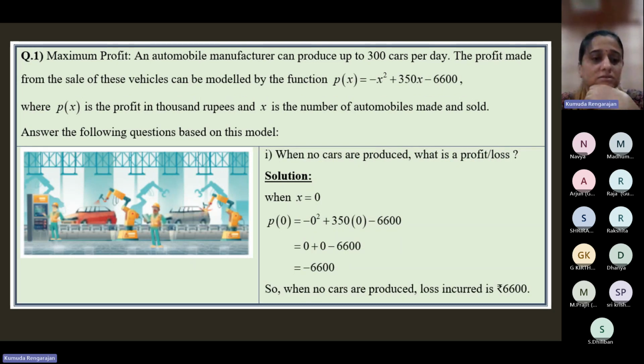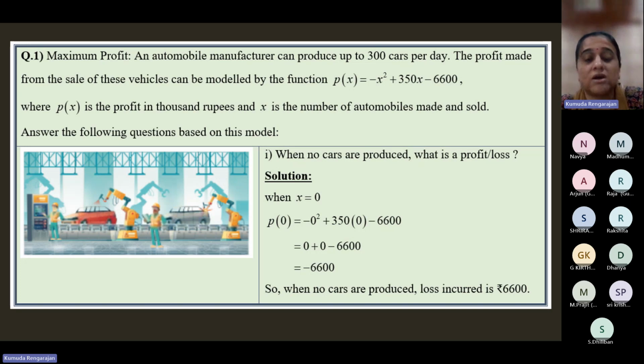So you can see the description given regarding the automobile manufacturing unit. An automobile manufacturer can produce up to 300 cars per day. The profit made from the sale of these vehicles can be modeled by the function P of x is equal to minus x squared plus 350x minus 6,600, where this is important.